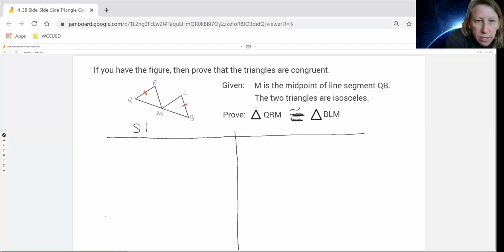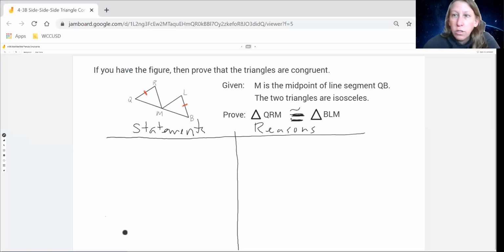Okay, statements go over here. And reasons go over here. This is how you set up a 2-column proof. You copy the picture, you tell me what's given, you tell me what you're trying to prove. You create 2 columns. On this side, you write the word statements, and on this side, you write the words reasons.